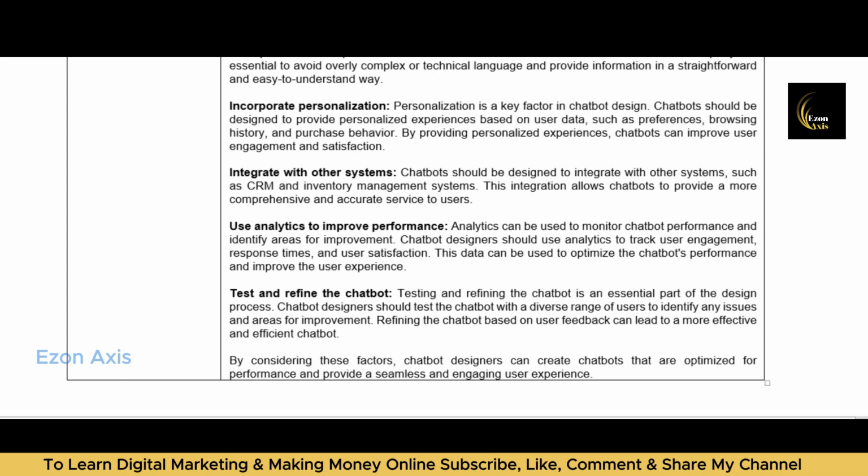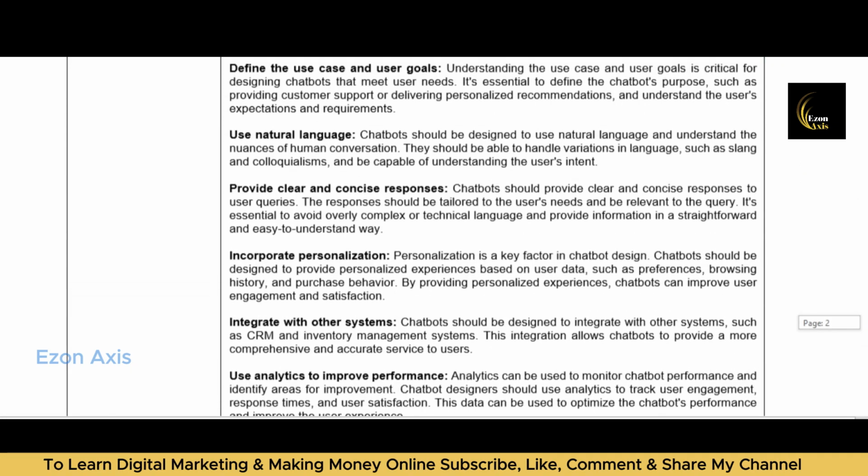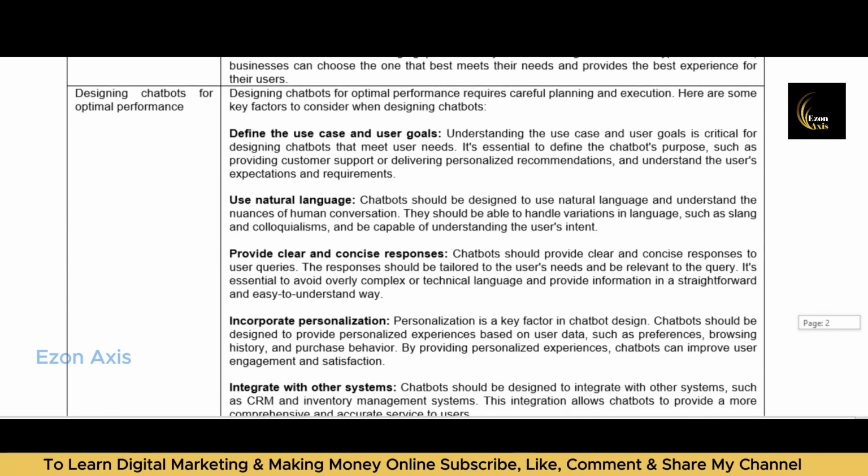By considering those factors, chatbot designers can create chatbots that are optimized for performance and provide a seamless and engaging user experience. Okay, so in summary, in today's video particularly, we learned about chatbot design for optimal performance.